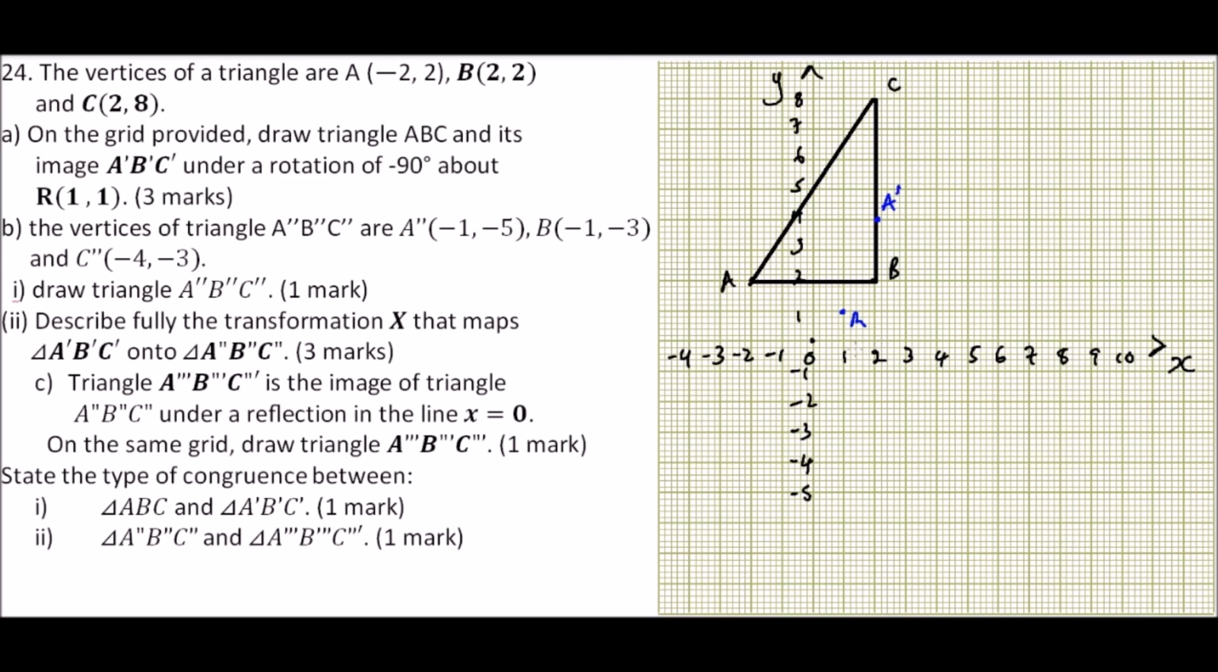Then we have B. Our B, from R, is 1 unit along the x-axis, 1 unit along the y-axis. So we do the same, we get our B at that point. So that is where we have our B prime.